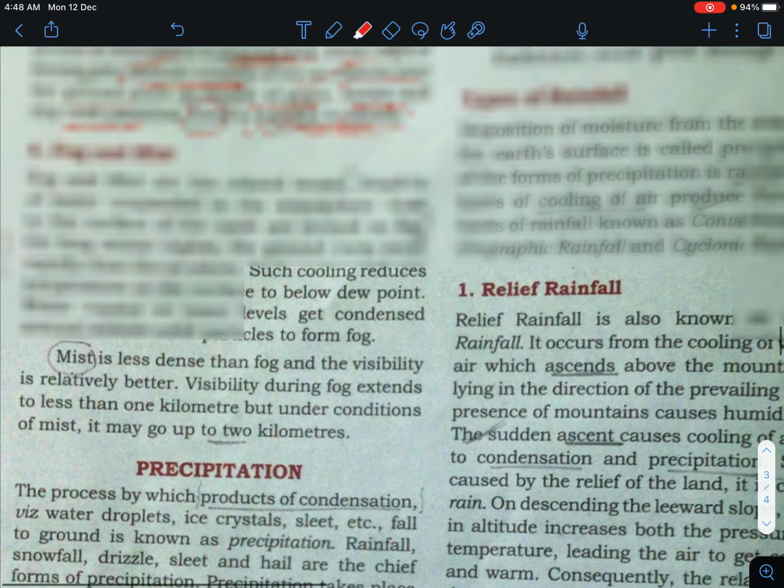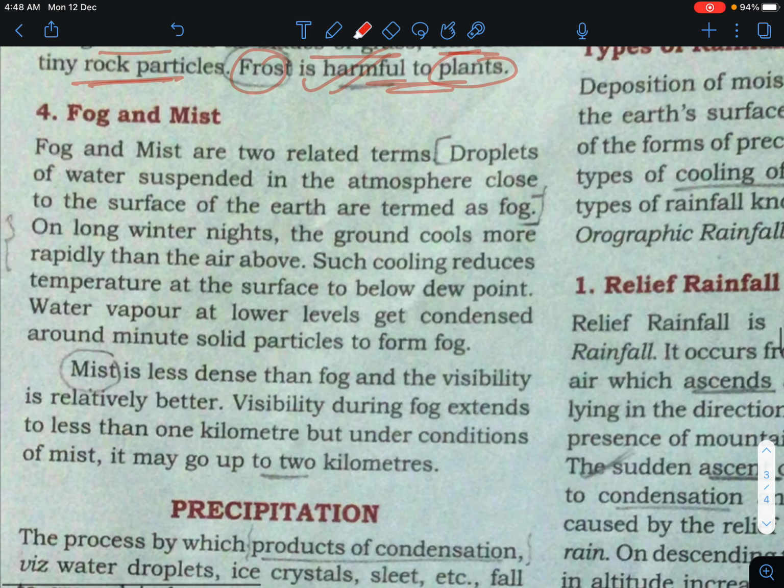And the last one is about the fog and the mist. Now, fog and mist are two related terms. The droplets of water that are suspended in the atmosphere close to the surface of the earth are termed as fog. First, remember what fog is. Fog is droplets of water that are suspended in the atmosphere close to the surface of the earth.